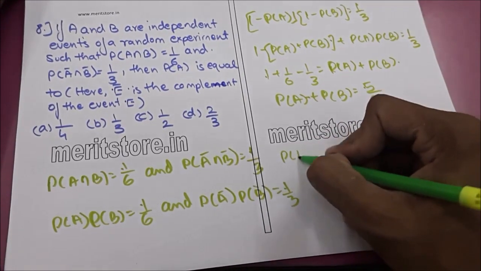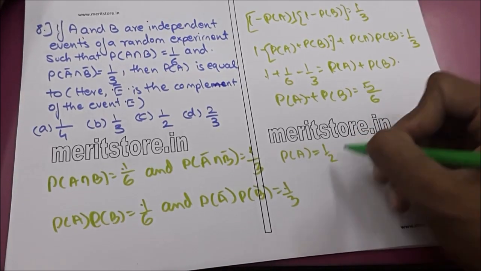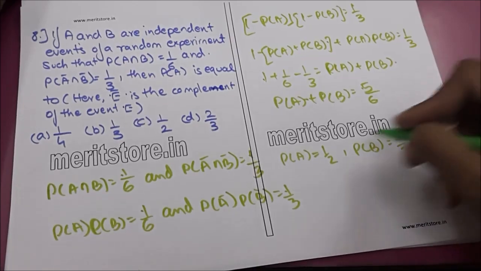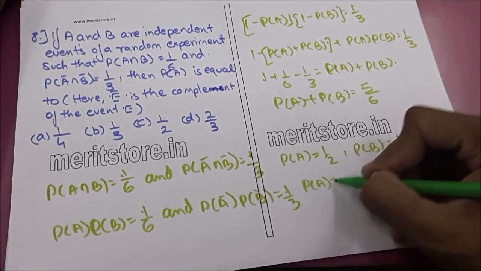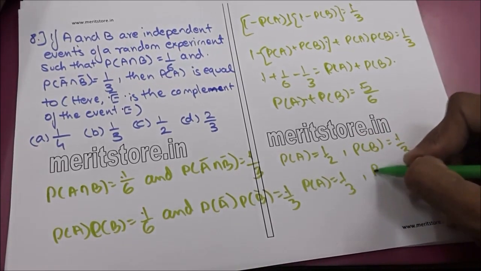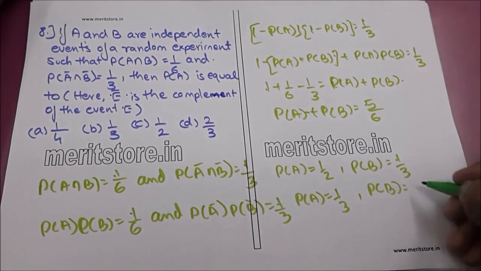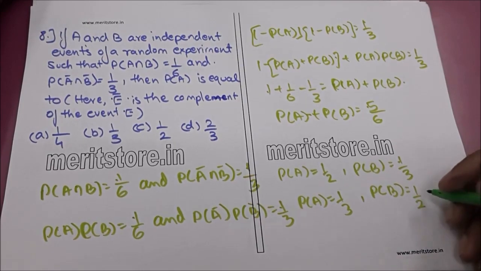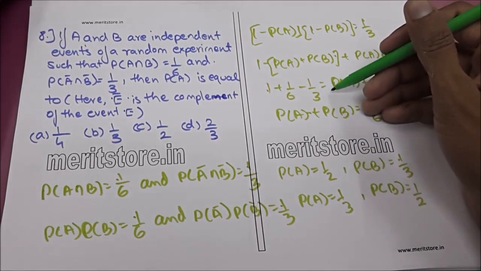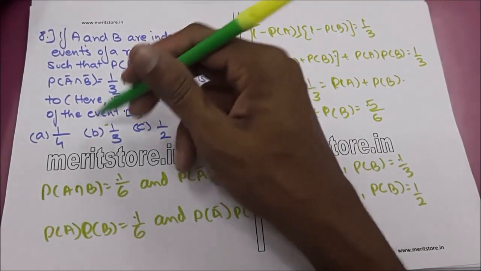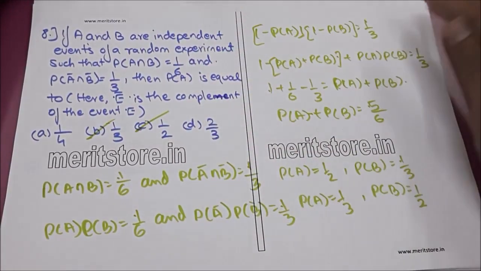Further solve this, we get P(A) is equal to 1 by 2, P(B) is equal to 1 by 3, and we get P(A) is equal to 1 by 3, P(B) is equal to 1 by 2. We see that we have 2 options, that is B and C, 1 by 3 and 1 by 2, 1 by 2 and 1 by 3. So B and C both are the correct answer.